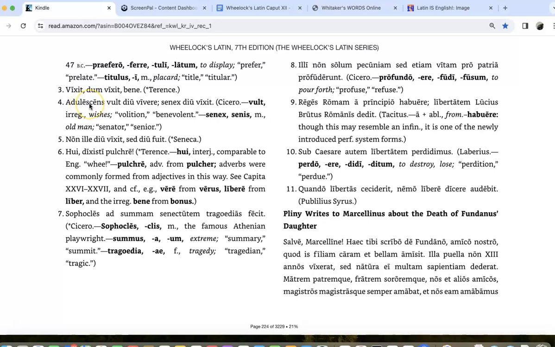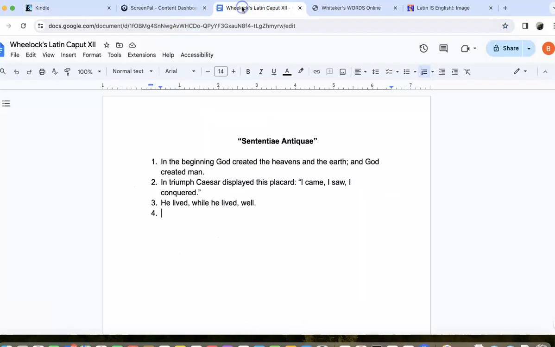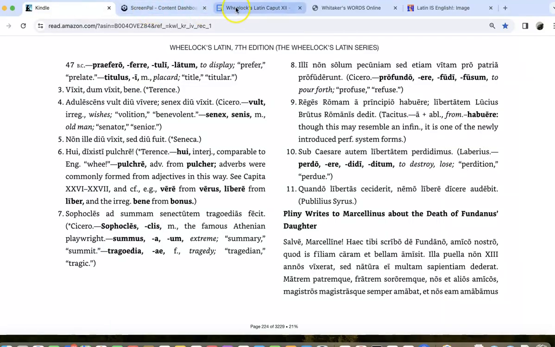Number 4, adulescens. I might say an adolescent. So adulescens vult diu vivere, senex diu vixit. So an adolescent wants to live for, nowadays we might say teenager, but an adolescent wants to live for a long time. An old man has lived for a long time. Wants to live for a long time. And then, let's see, they use it.